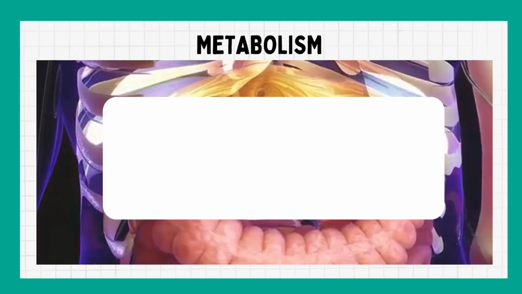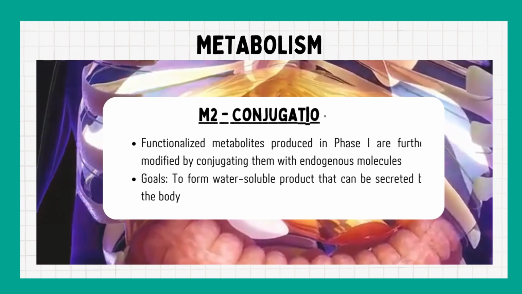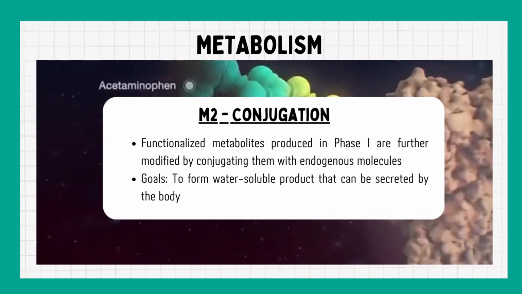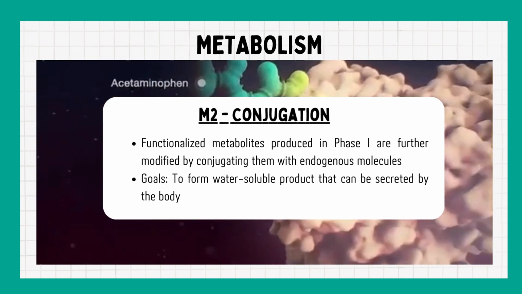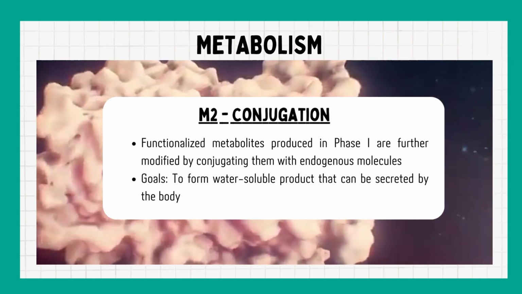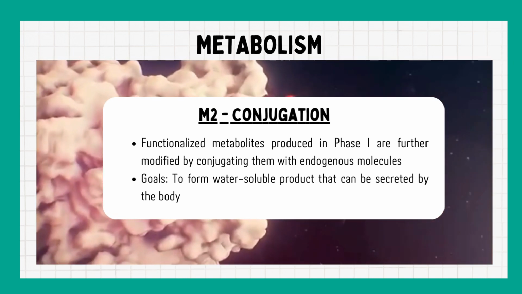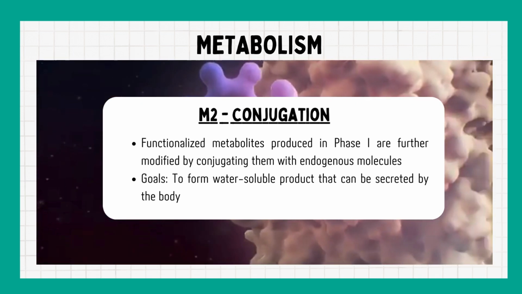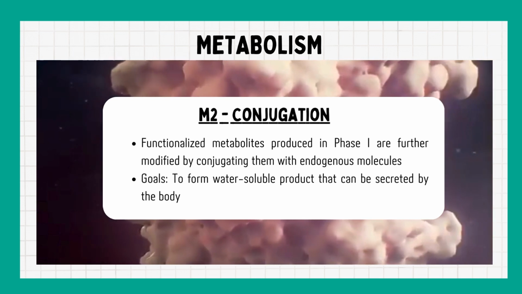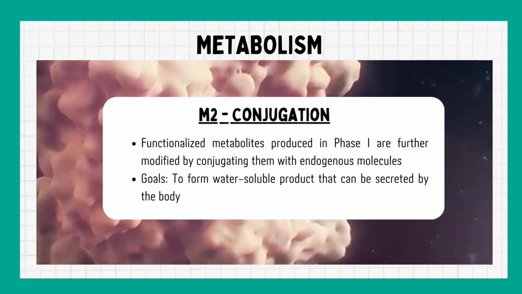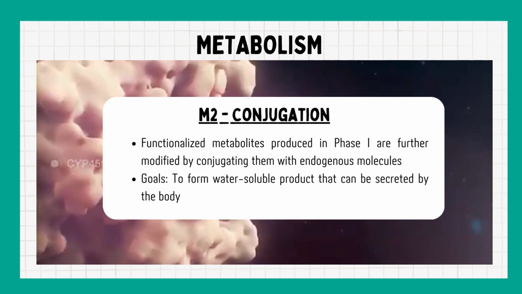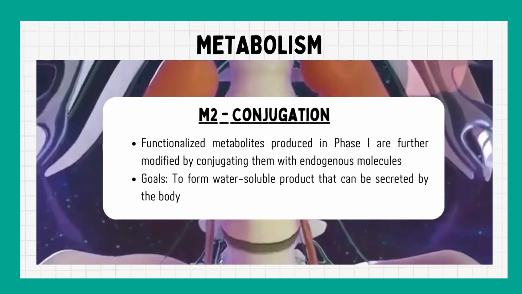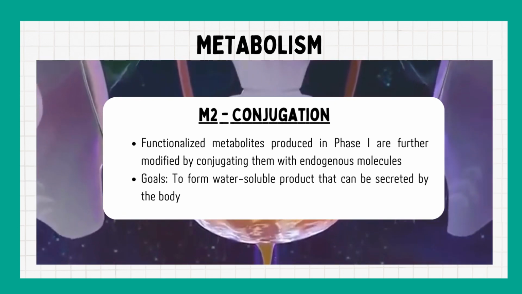In the context of metabolism, conjugation refers to a specific type of biochemical reaction in which a molecule, often a foreign or non-endogenous compound, is chemically modified by attaching another molecule to it. This modification typically makes the compound more water-soluble or more easily excreted from the body. The functionalized metabolites produced in phase 1 are further modified by conjugating them with endogenous molecules. The goal of conjugation is to form a water-soluble product that can be excreted from the body.